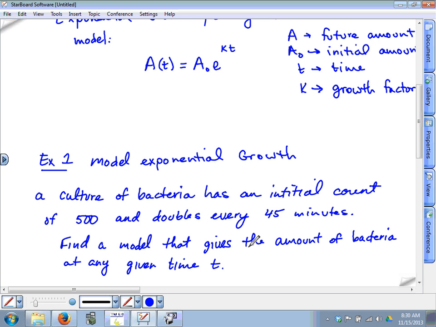Now, here's why we need to have a model. If all we had was this information, a culture of bacteria has an initial count of 500 and it doubles every 45 minutes, couldn't we find some future value? But the only future values we could find are intervals of 45 minutes. We could say, okay, we start with 500. After the first 45 minutes, how much is there? 1,000. After the next 45 minutes, it doubles again, so there'd be, come on, simple math people, 2,000. But that's only increments of 45 minutes. What if somebody said, well, I want to know how many bacteria there are going to be after 3 days? You need to have a model so you can plug in just any value of t into the model to find a future count.